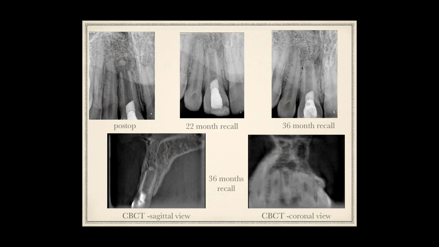There is an obvious apical closure, and these are the CBCT views, two views. This is the sagittal view. This is some form of osteoid apical closure. This is the coronal view of the tooth.